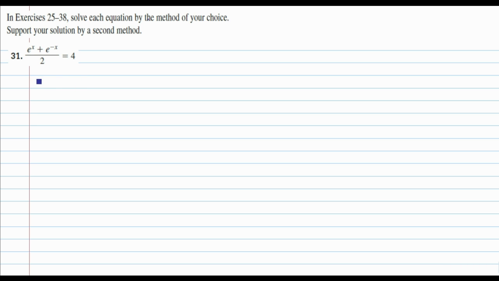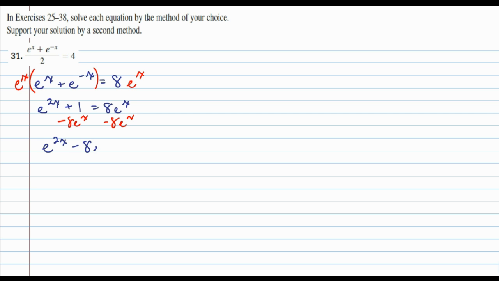All right, so I'm going to multiply both sides by 2 first. So I've got e to the x plus e to the negative x equals 8. And then, like the last problem, I'm going to multiply everything by e to the x. And because I remember how that goes, I don't need to show every single little step in there. I can just say this will be e to the 2x plus 1 equals 8 e to the x. Subtract 8 e to the x from both sides, and I have e to the 2x minus 8 e to the x plus 1 equals 0.